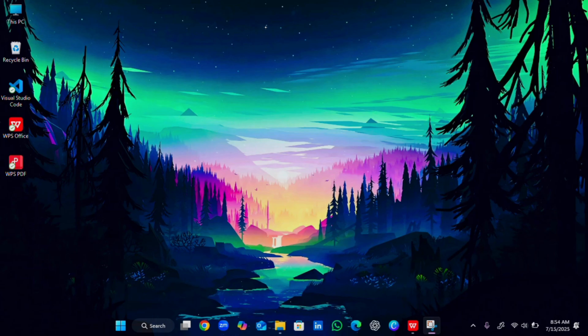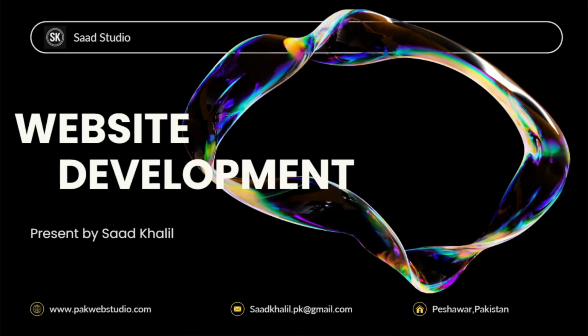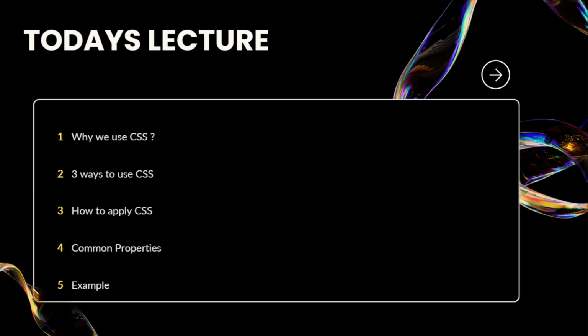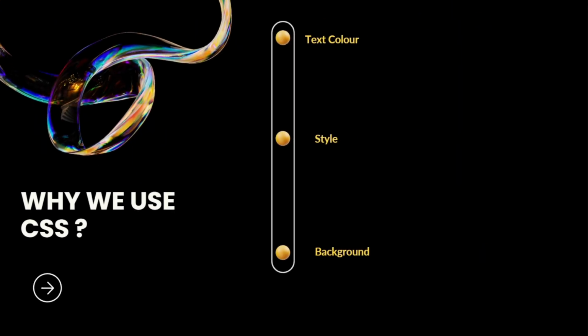So let's get started. In today's lecture we have four main topics that we need to cover for adding CSS: why we use CSS, three ways to use CSS, how to apply CSS, common properties, and an example. So we will go for the first question: why we use CSS.